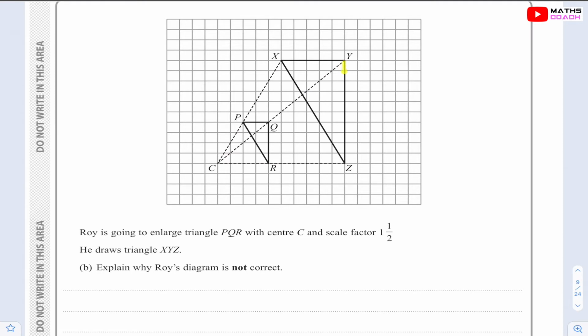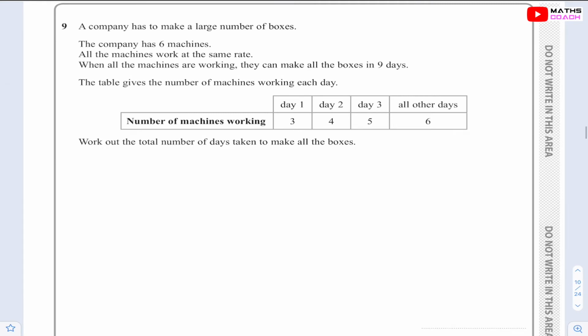Well, the problem lies if you look at the scale factor. If you compare this length and this length, they should have the scale factor of 1.5. But you will find that they don't. If you count along here, so 1, 2, 3, 4, 5, 6, 7, 8, 9, 10. This is 10 and this is 1, 2, 3, 4. So if you do 10 divided by 4 to find your scale factor, you will find that this gives 2.5, not 1.5, which is what the scale factor is supposed to be. So that is the mistake that Roy has made, and his diagram is therefore not correct because he has used the wrong scale factor. Right, on to question number 9.